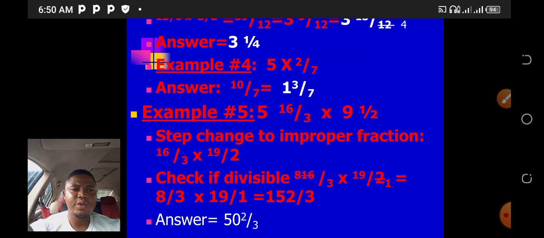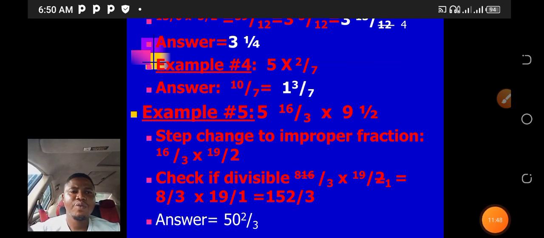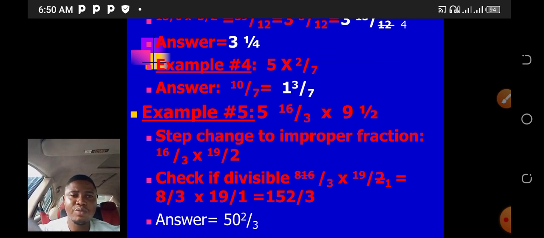How many 7 can we see in 10? We have 1. Remember, 5 times 2 over 7. 5 is our numerator here, and 2 is our numerator. 5 times 2 is 10, and 7 as our denominator, multiplying nothing. So how many 7 can we see in 10?